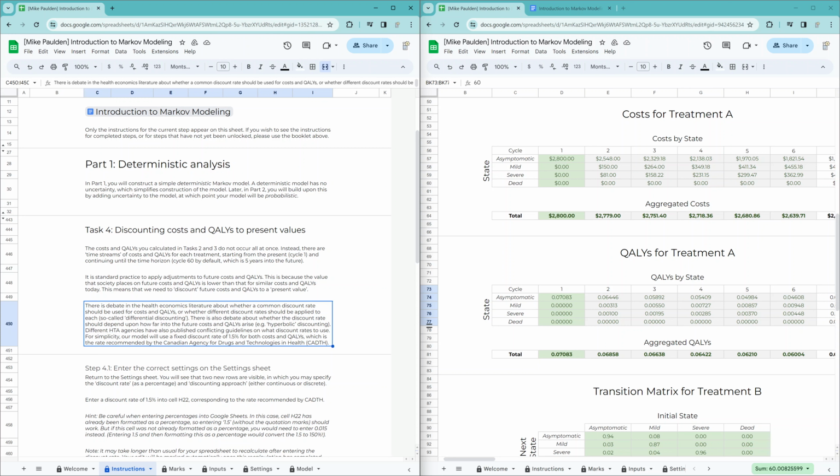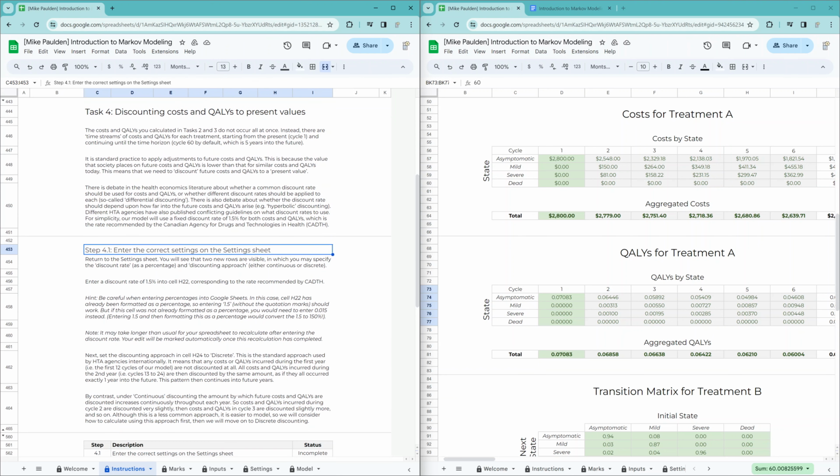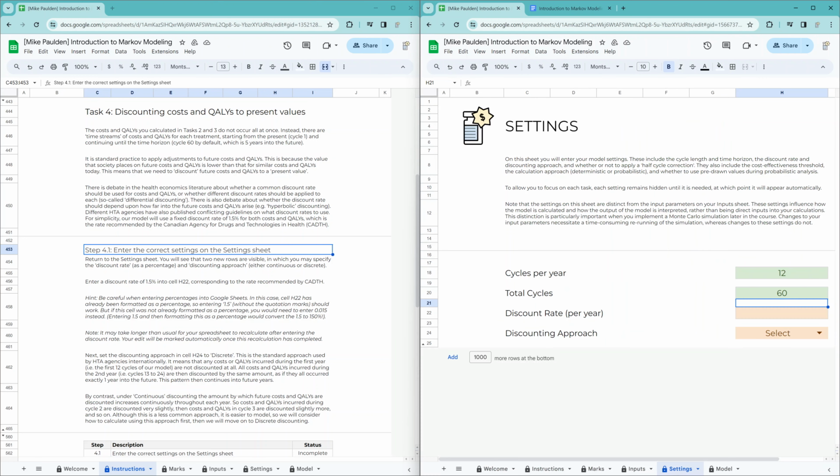If you were building a model in a different jurisdiction, you would use the discount rate recommended by whatever the relevant HTA body is in that jurisdiction. But the principles are the same. So the first step here is enter the correct settings on the settings sheet. So let's go to the settings sheet, and you'll see there's a couple of new settings that have appeared. The first is the discount rate per year. So this needs to be 1.5%. And you'll see that the percentage has already been entered here.